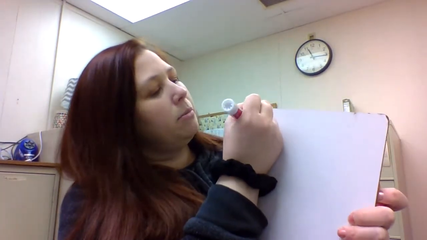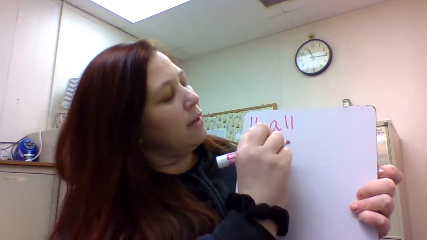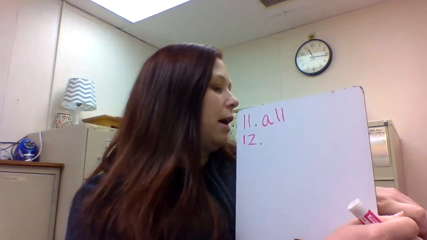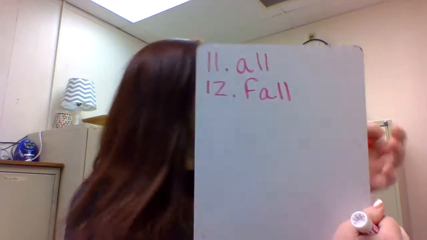All right, on number 11, we are going to spell the word all. So we have all. This is that aw, or A, that makes the aw sound, because it's not al, it's all. And number 12, we have fall, so again, f, and then our all. All right, make sure you have those two.